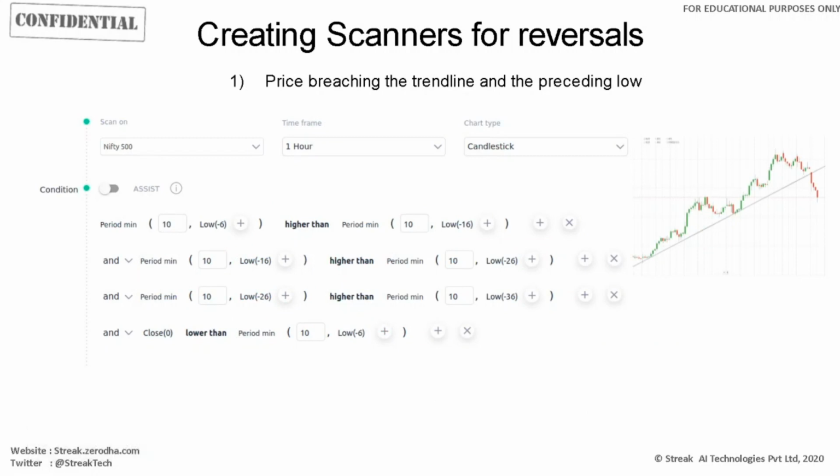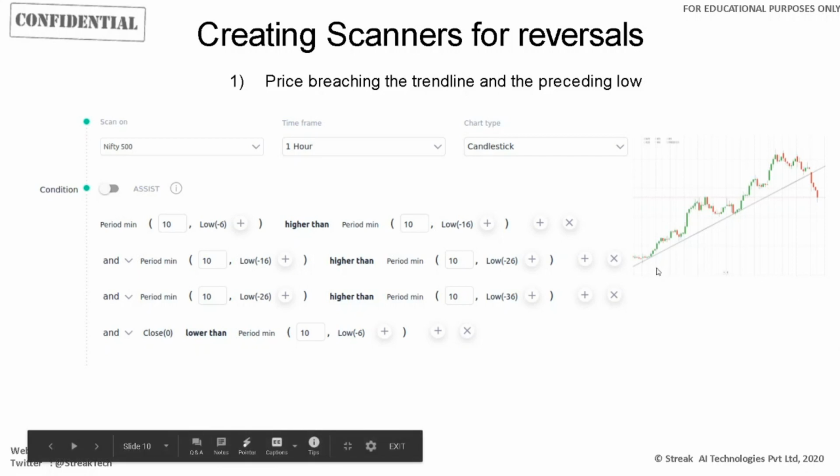Moving on, let's try and understand how we can create scanners for identifying such reversals in the market. These scanners can also be deployed live in the market so as to notify or alert you whenever the conditions mentioned in the scanner have been satisfied in the live market.